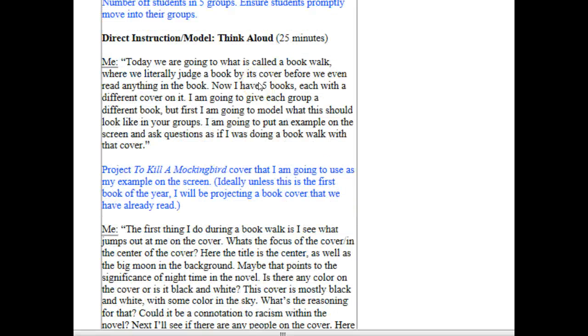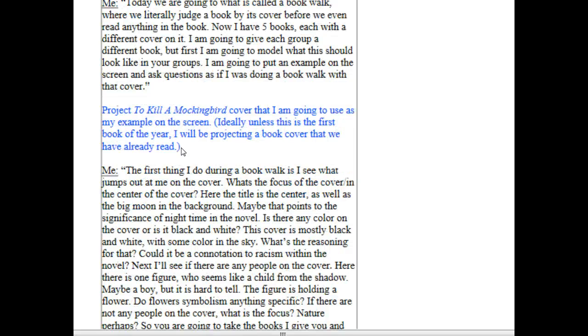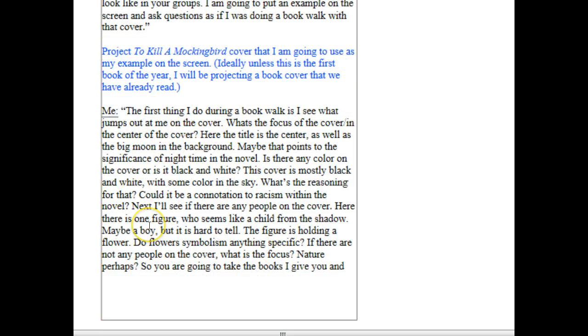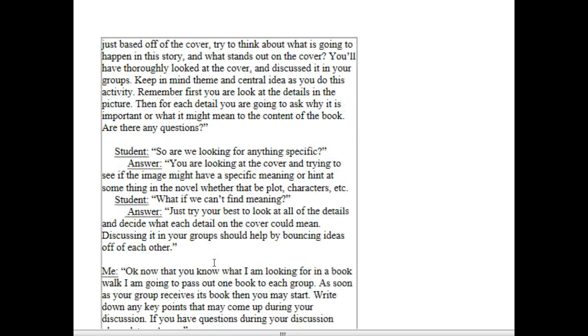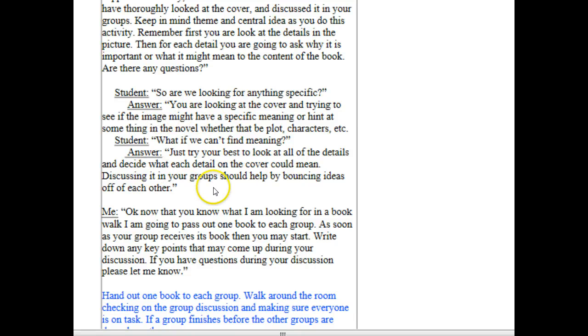I especially love that you told them what they were going to be doing. There was a book walk, and you modeled for them. So you pulled up To Kill a Mockingbird, you noticed and you questioned, and it was very clear what you were asking them to do because you modeled. That is just wonderful. I love that, okay? You thought about student questions and how you'd be answering them.